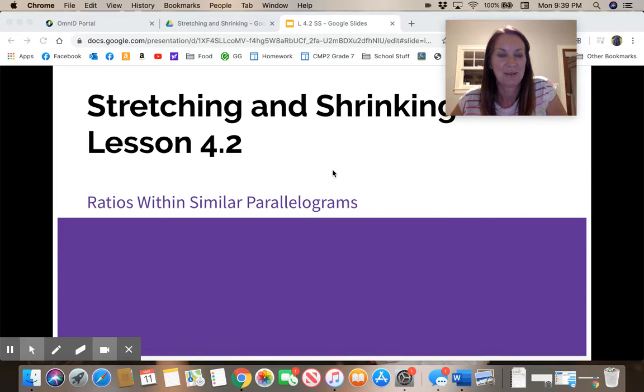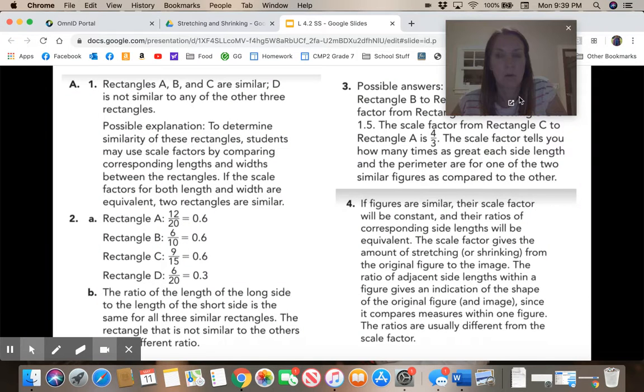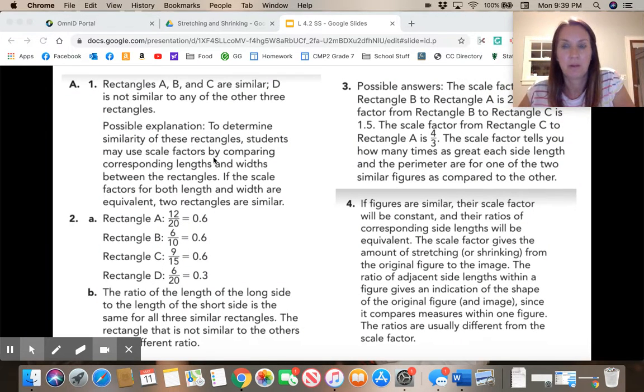Hi, fifth graders. We're going to start lesson 4.2 today, going on with our ratios. This one is ratios within similar parallelograms. So we'll start by going over the work from yesterday or from 4.1, depending on when you did it.